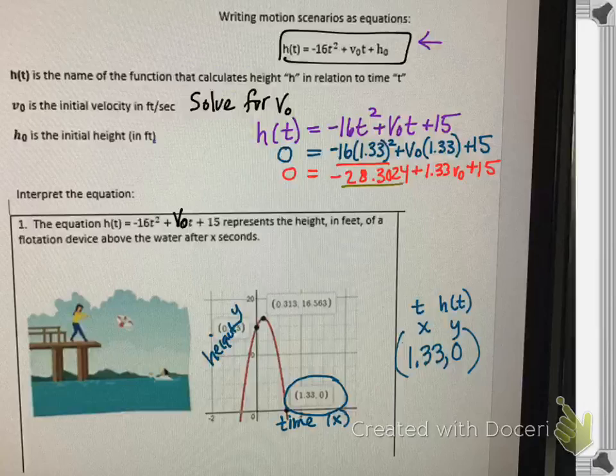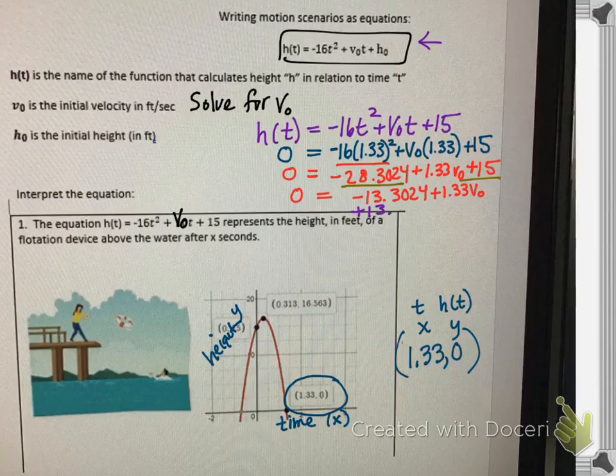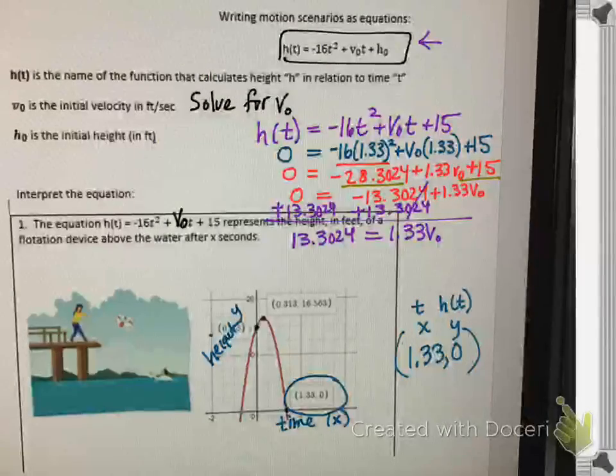So right now, I'm just going to combine these, okay? So if I take negative 28.3024 and add 15 to that, I get negative 13.3024 plus 1.33 v sub 0. All right, so now I'm going to add 13.3024 to both sides. So I get 13.3024 is equal to 1.33 times our initial velocity.